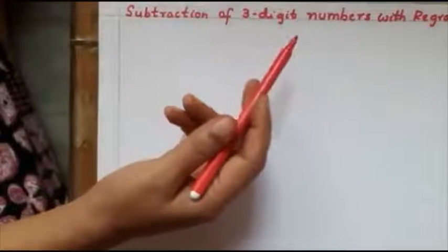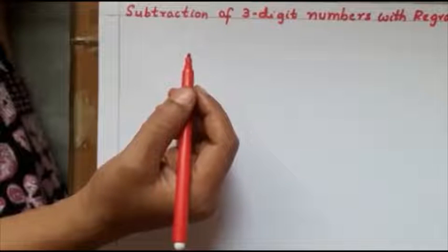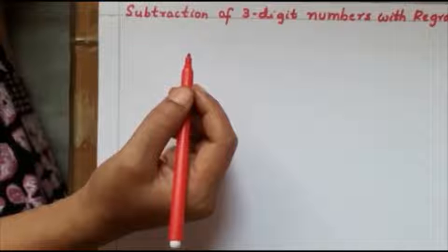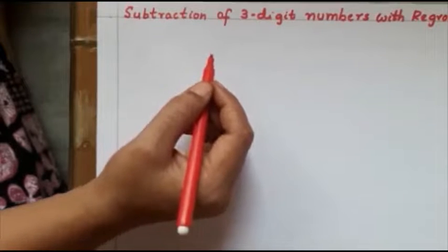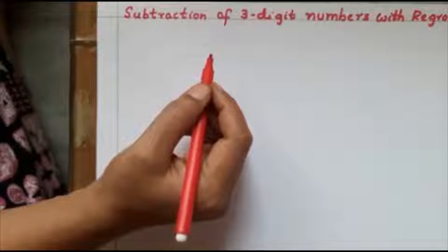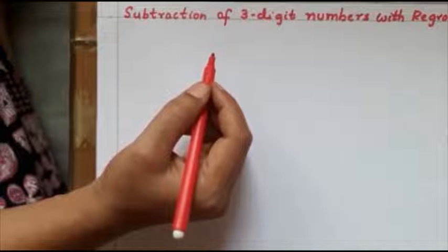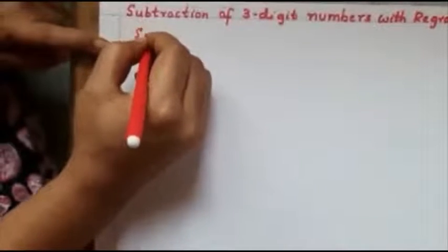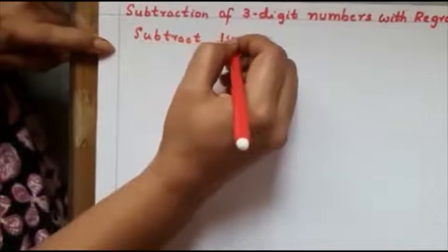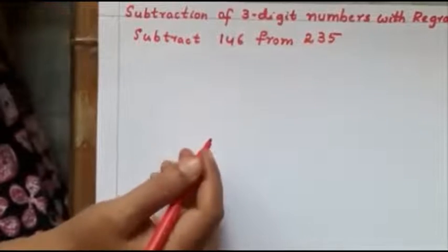Let us learn subtraction of 3-digit numbers with regrouping through a story. Children, here your father bought 235 chocolates for your birthday to distribute at school and even at home. But you have distributed 146 chocolates at school. Now, what do you do to know how many chocolates are left with you? Yes, you will take a pen and paper to subtract, or not, children? Yes, you will start writing: subtract 146 chocolates from 235 chocolates bought by your father.